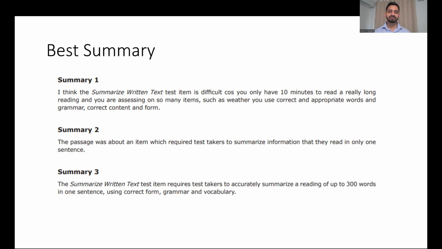The summarized written text test item requires test takers to accurately summarize a reading of up to 300 words in one sentence using correct form, grammar, and vocabulary. So that's the best summary. Why? Because it talks about what it requires, and it's simple present. You can see requires test takers to accurately summarize a reading of up to 300 words in one sentence using, and these are the essential details we talked about, using correct grammar, form, and vocabulary. Okay, so this is how you would want to summarize.